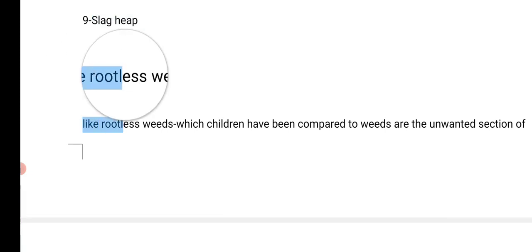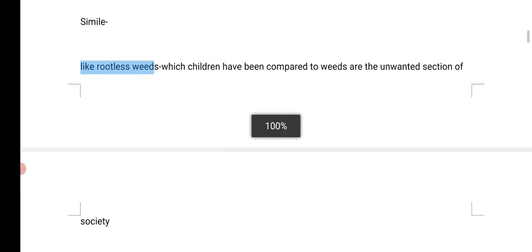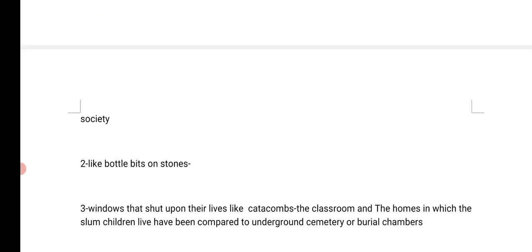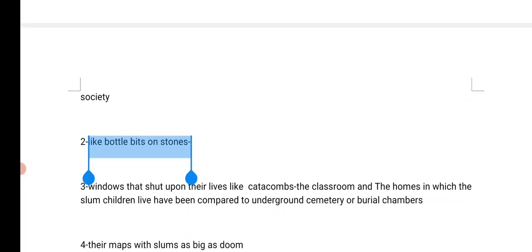So we have 'like rootless weeds', where children have been compared to weeds, the unwanted section of society. So these children, they are unwanted. 'Like bottle bits on the stone', the spectacles, the glasses they are wearing, it seems that they are made of, yes, broken glass of a bottle, right?